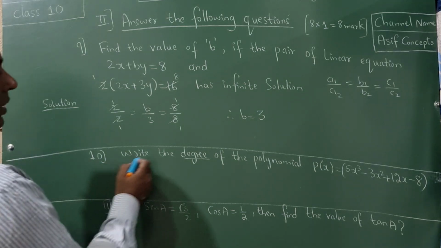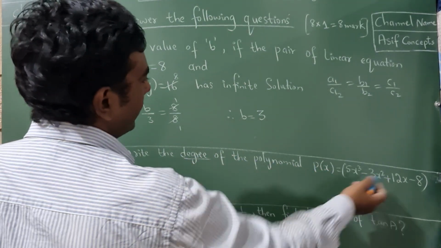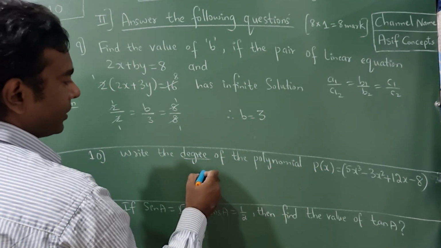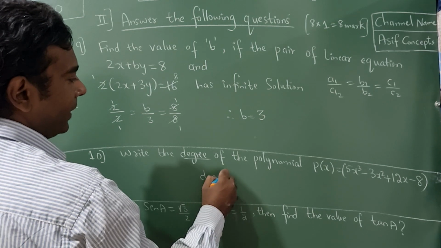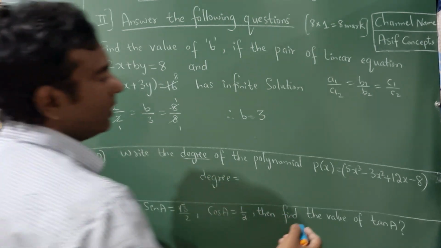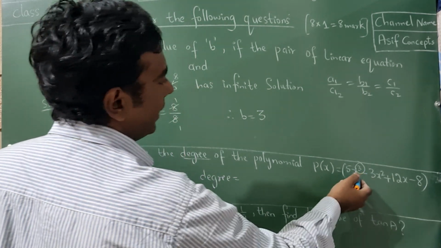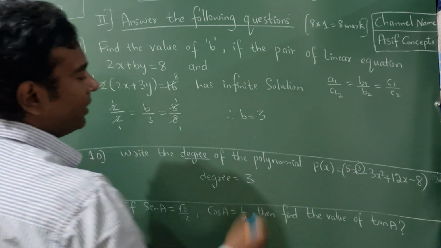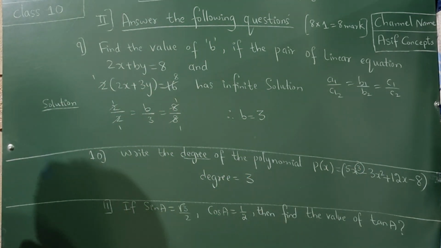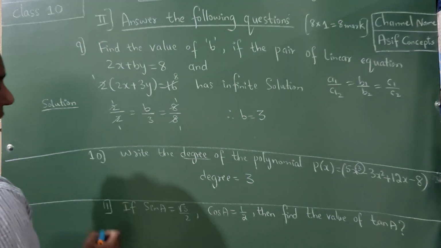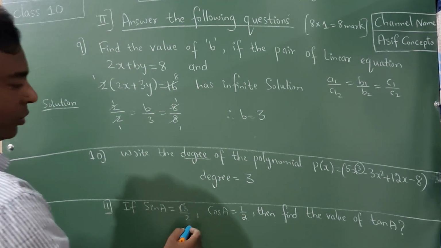Fine. Now the next one: write the degree of the polynomial for the given equation. Degree is nothing but the highest exponent. So what is the highest exponent of the variable x? It is 3. So the degree will be 3.